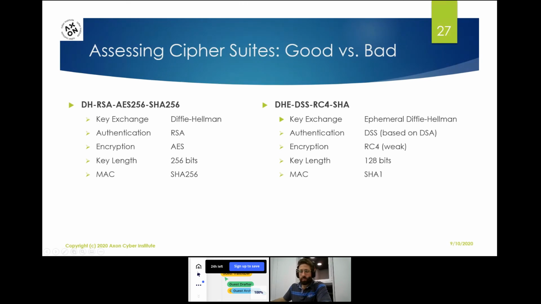The first part, the DH, denotes the key exchange algorithm, the Diffie-Hellman exchange algorithm. Second part, RSA, denotes the public key algorithm used for authentication, and it is the algorithm of the public key within the certificate. And then the third part is the symmetric encryption algorithm, AES, and the key length is 256. And then finally, we have the message authentication code, and that is the SHA-256. So this entire thing we call a cipher suite.